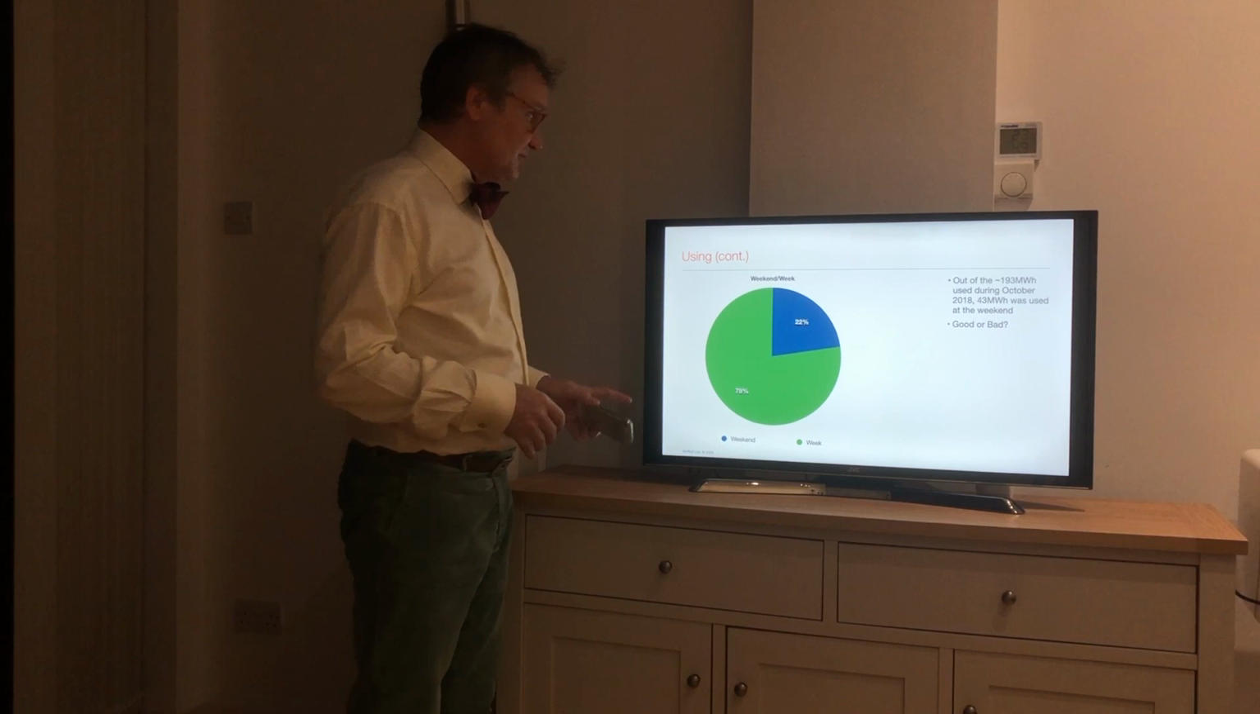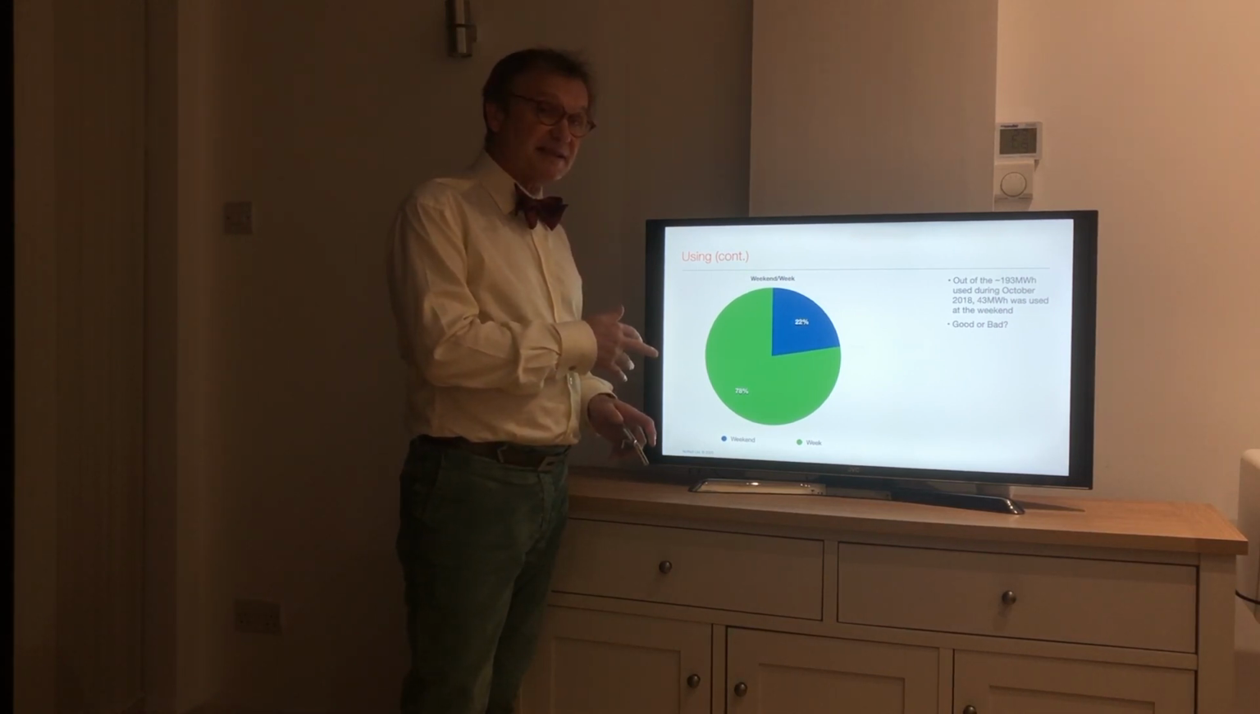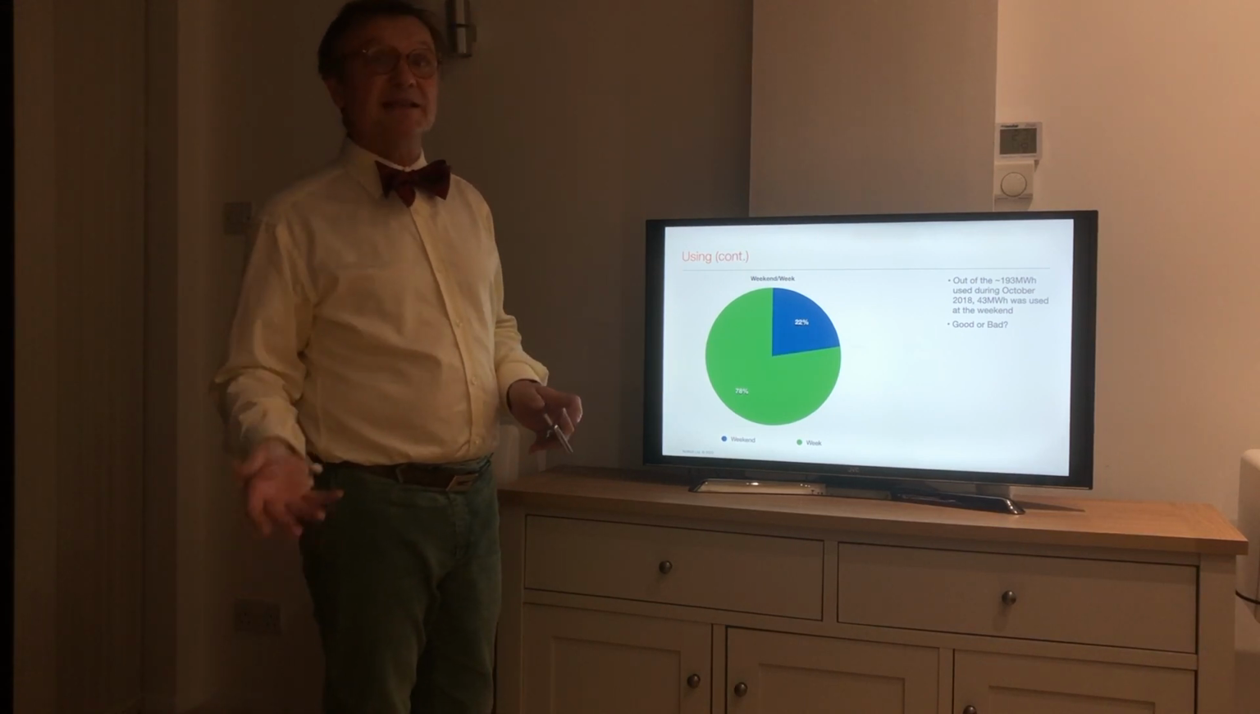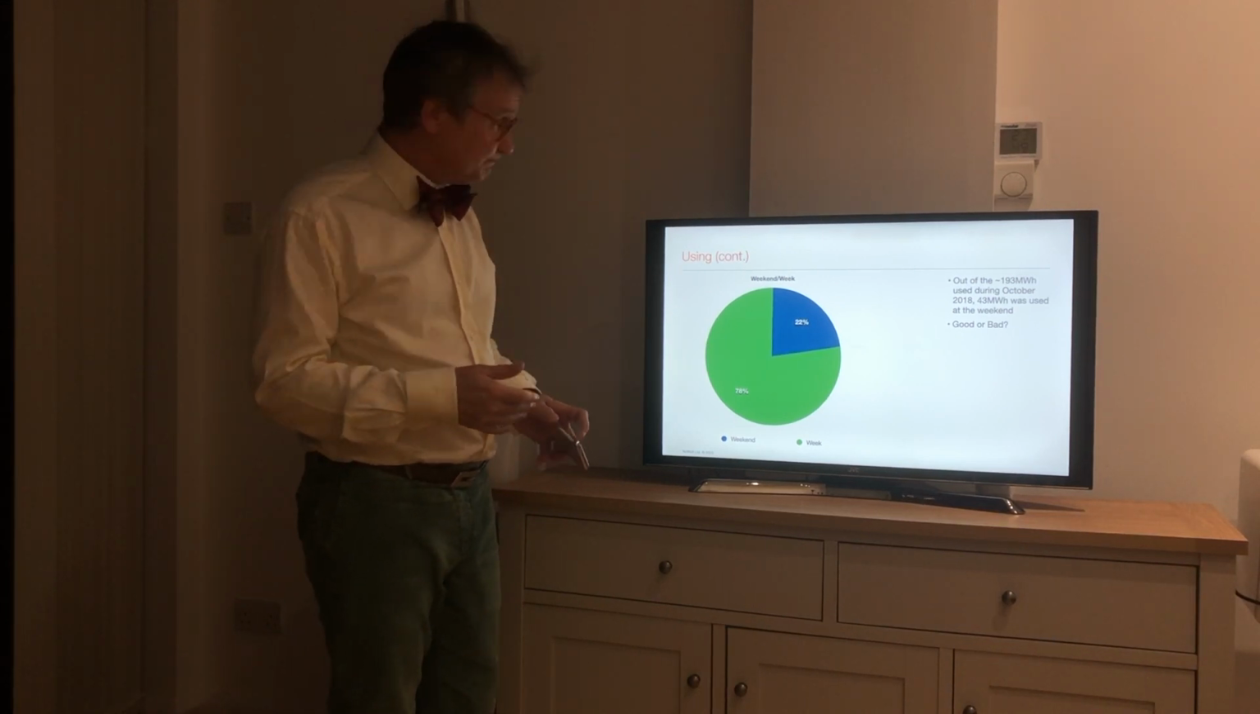How much electricity do we use during the weekend compared to the week? Again, is it good or bad? And in fact, it probably doesn't surprise you to see that it's pretty similar, 25–75%, because what it uses during the evening, it tends to use during the weekend.